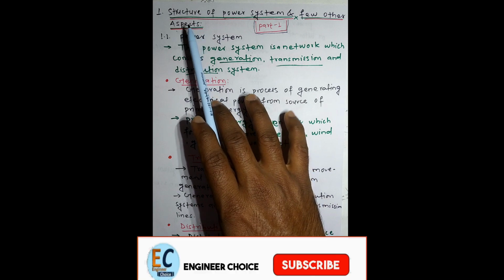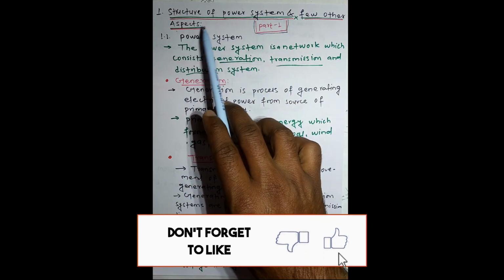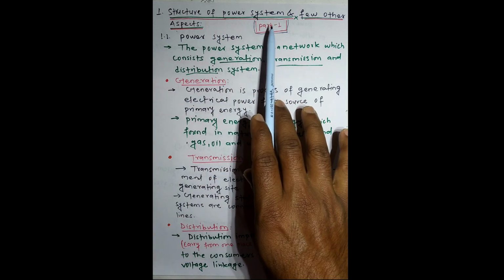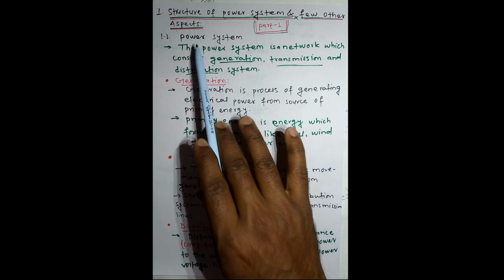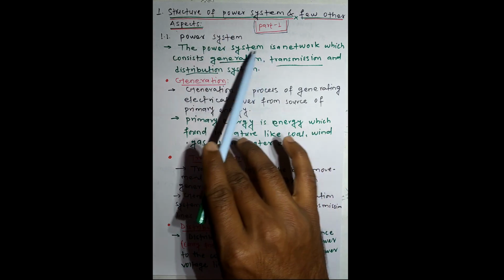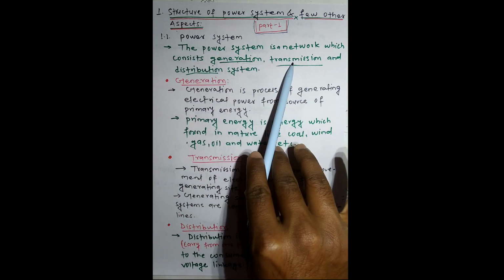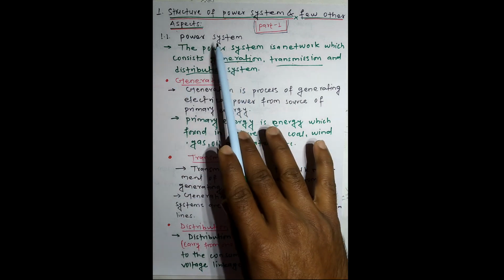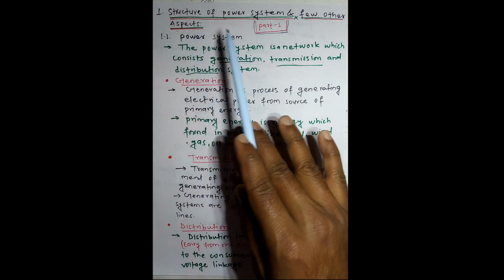Today we are going to discuss the structure of the power system and a few other aspects. This is a part 1 video. Let's understand what a power system is. The power system is a network which consists of generation, transmission and distribution systems. These are the components which define the power system.